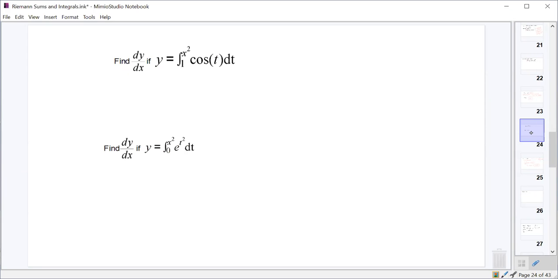Now we no longer have the integral from 1 to x. We have the integral from 1 to a function. I think it's a little easier to think about this in terms of what we were doing before, even if we don't know what the antiderivative of cosine is, which we should. We'll call F the antiderivative of cosine t dt. And so when I integrate from 1 to x squared, that should give me capital F evaluated at x squared minus capital F evaluated at 1.